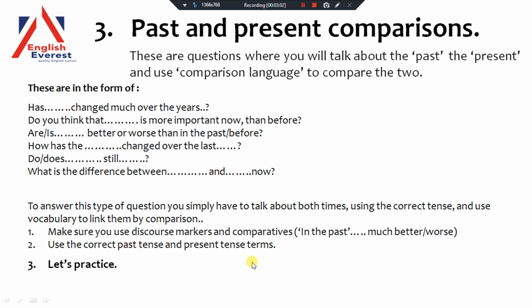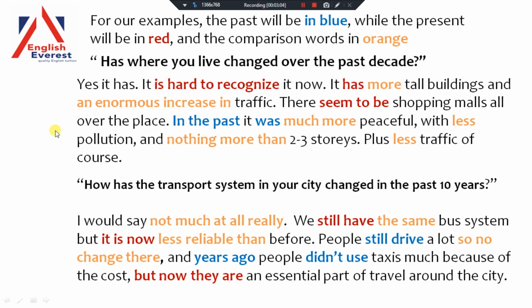Let's practice. So for our examples, the past tense will be in blue, the present tense will be in red, and comparison words will be in orange.